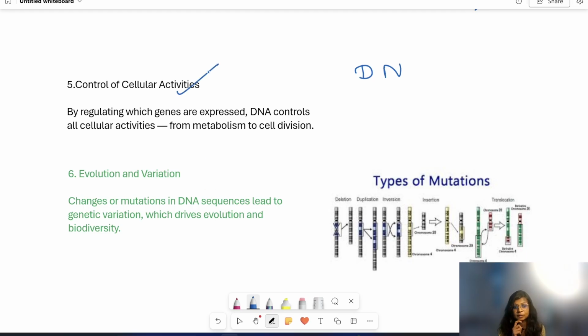The next function is evolution and variation. We know about mutations. There are many types of mutations like deletion, duplication, inversion, insertion, and translocation. So these are types of mutations. These mutations and changes in DNA sequences lead to genetic variation, which drives evolution and biodiversity.